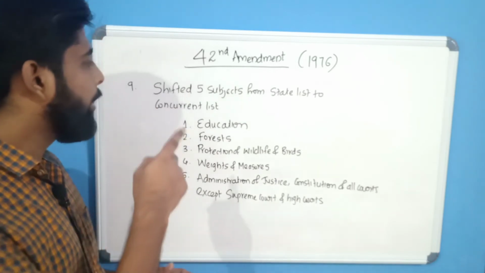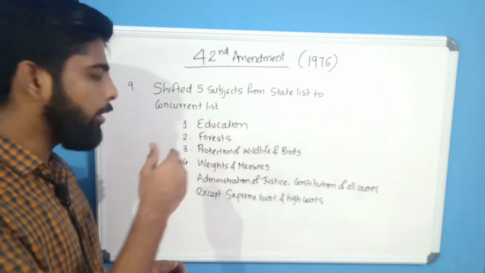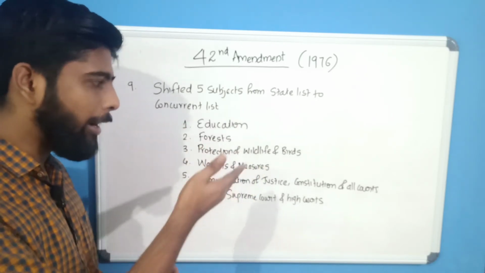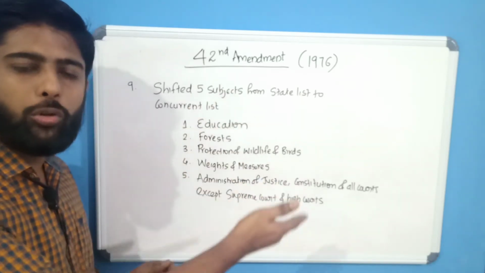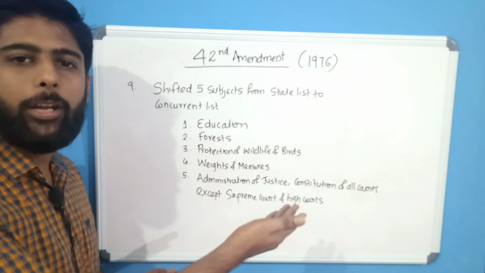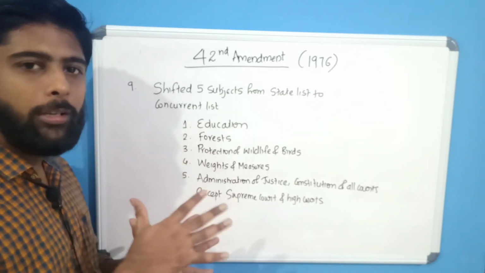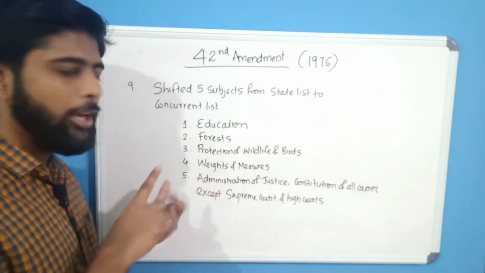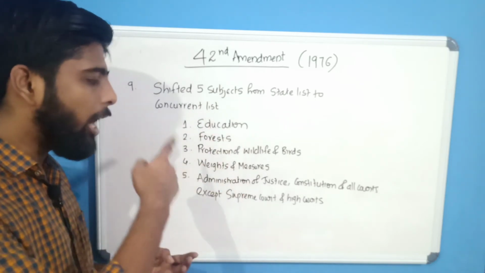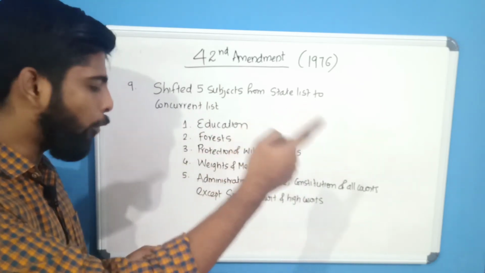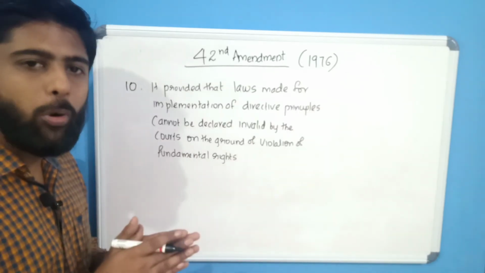Let's move on. It shifted 5 subjects from the state list to the concurrent list. That is education, forest, protection of wildlife and birds, weights and measures, and administration of justice, constitution of all courts except Supreme Court and High Courts. So let's recollect once again which are the 5 subjects transferred from the state list to the concurrent list: education, forest, protection of wildlife and birds, weights and measures, administration of justice, constitution of all courts except Supreme Court and High Courts. Now let's move on to the next provision.